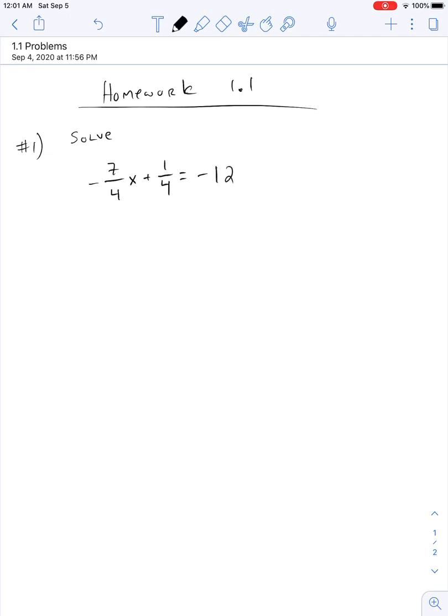All right, so we have negative 7 over 4x plus 1 over 4 equals negative 12. What we notice in this problem is that we have some denominators, and we notice that the denominators are the same, right? So here we only have our least common denominator to be 4. Because we found our least common denominator to be 4, what we can do is multiply each part by 4. So times this by 4, times this by 4, and times this by 4.